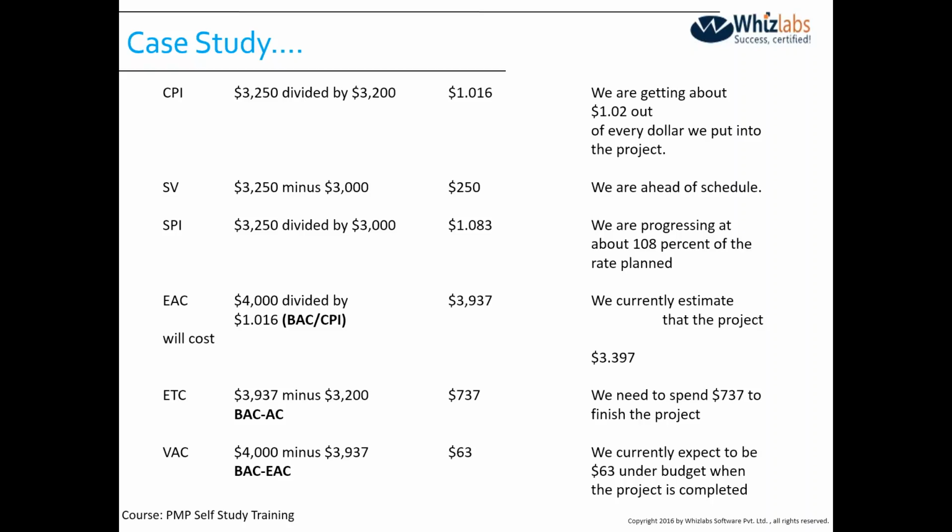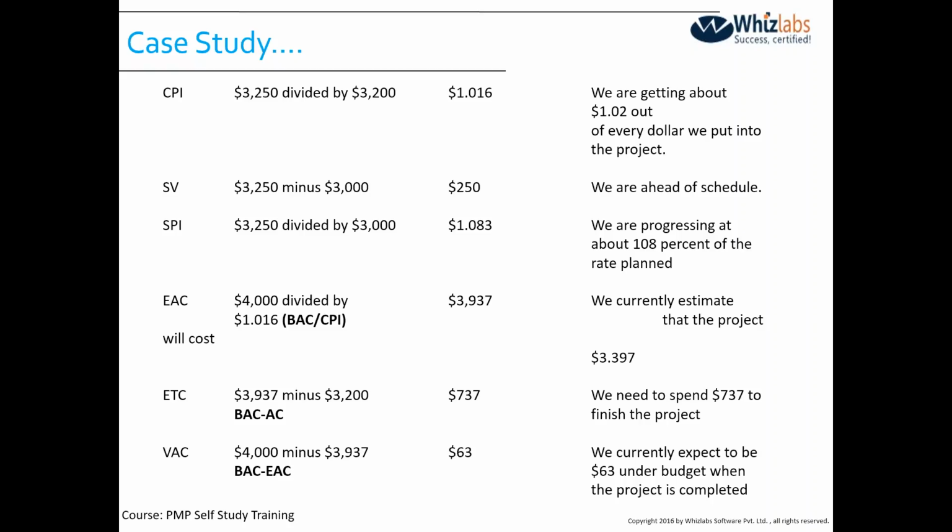So 4,000 divided by 1.016 gives me $3,937. That means my budget has changed, but in our favor. We are making more profit here. Had it been the case where my CPI was, say, 0.86, in that case it would have been more than $4,000. But in this particular case, since we are doing very good on CPI, my budget has actually gone down from what we had initially planned or committed to the customer. So we are making good money out of this engagement.